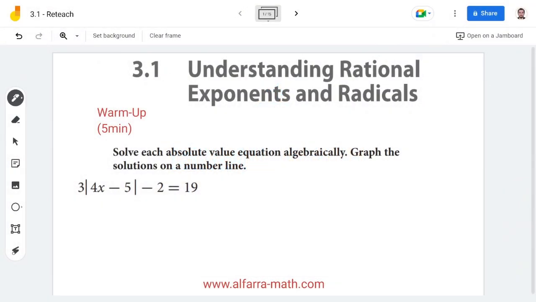How are you today? Today we're going to start a new lesson, with the new module 3.1, understanding rational exponents and radicals. Okay, so you can find all my lessons on my website. Now, you have here one warm-up question. Try to solve it. If you have any question on this one, just text me.